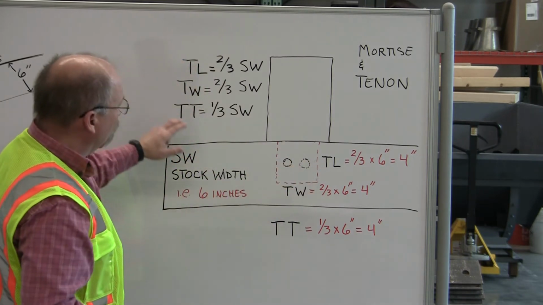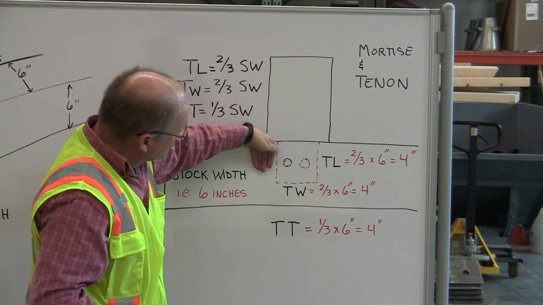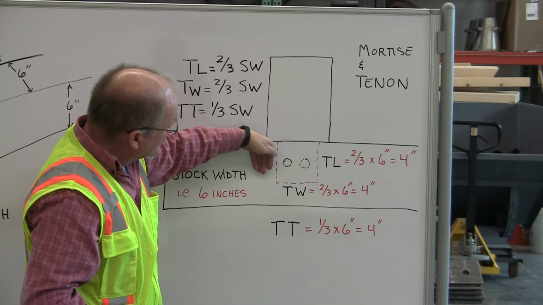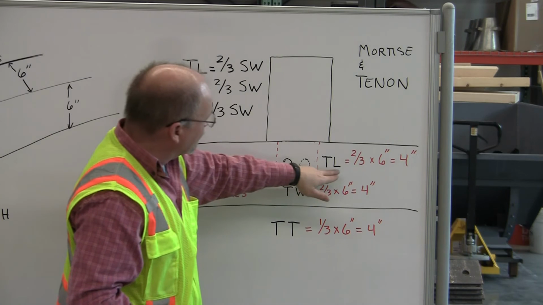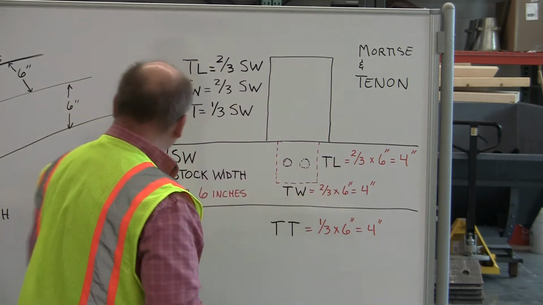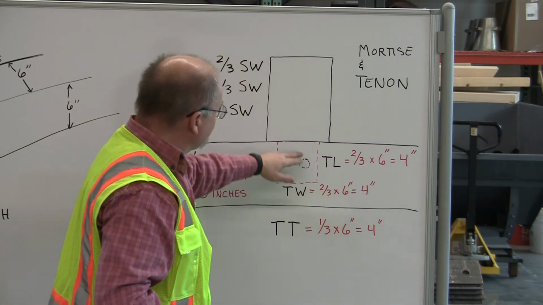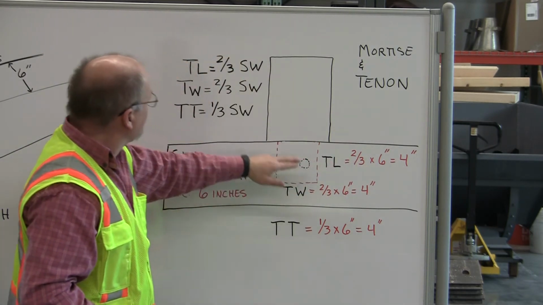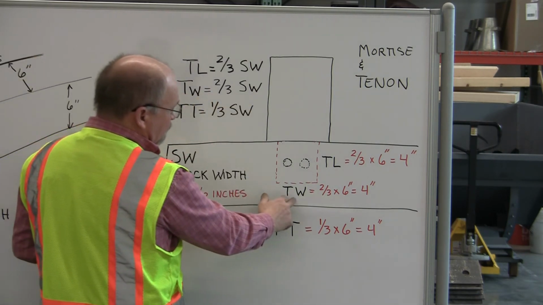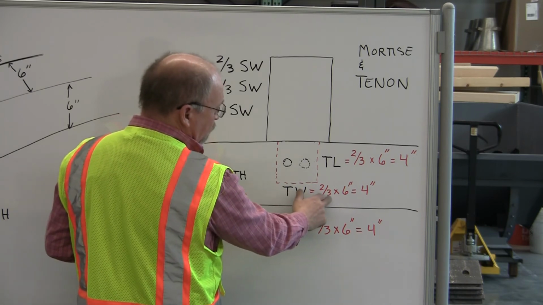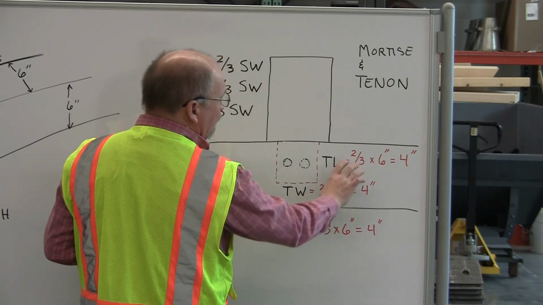So how do I determine the length of this particular tenon, or how far that tenon goes into the adjacent member? Tenon length is 2/3 times stock width. In this particular case, 2/3 times our stock width of 6 inches gives us a 4-inch tenon length. Tenon width, same calculation, 2/3 times stock width, 2/3 times 6 gives us again 4 inches. Tenon length and tenon width are the same.